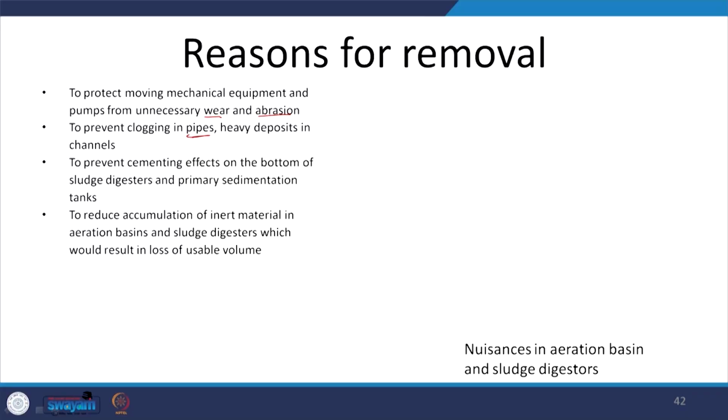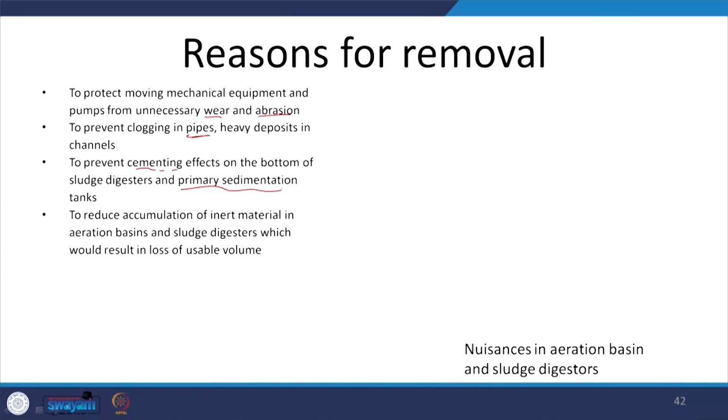You have a lot of issues with respect to maintenance and downtime, and you want to prevent that, right. So, that is what you see. And preventing cementing effects on the bottom of sludge digesters. At the bottom of sludge digesters, you can remove the sludge, but if these kinds of particles end up almost forming a solid layer, your effective volume will decrease, and that is what we looked at.